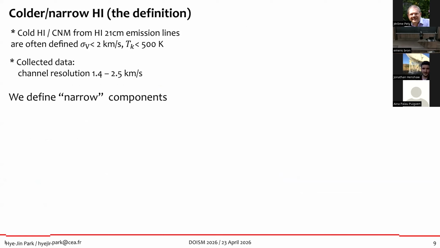So here, we define the colder or narrow H1, or kinematically cold H1 component. The traditional way to define the cold H1 or CNM is to find the Gaussian component with a velocity dispersion smaller than 2 kilometers per second. However, our collected data is worse. The channel resolution is not good enough to define the CNM as Milky Way and Magellanic Cloud people do. So we define narrow components.